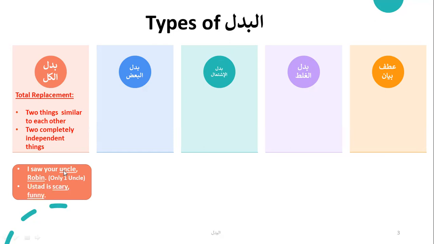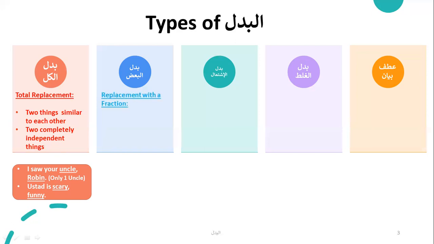Or similarly, Ustad is scary, funny. Scary is one quality of Ustad, and funny is also, at the same time, replaceable. So you can say Ustad is scary, Ustad is funny. They both are replaceable, but you see, they are not really related to each other. They're kind of independent qualities. So this is what we mean by Badal al-Kul.